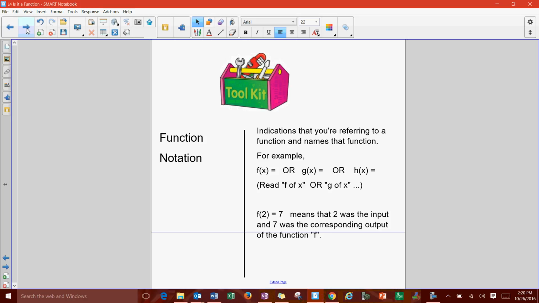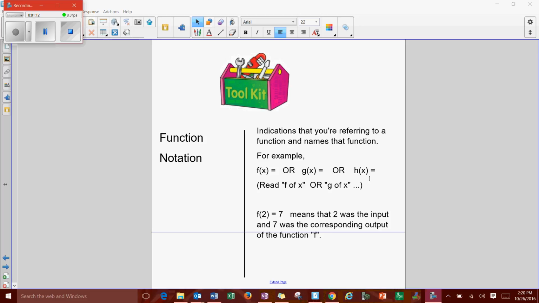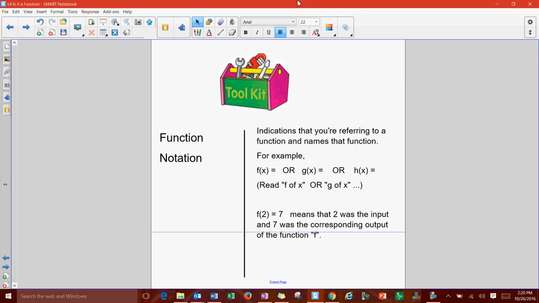First, let's go through a definition. Here's a definition that you need to know. So put this down in your toolkits, okay? So function notation. This you saw a little bit in the homework last night. Function notation indicates that you are referring to a function and names that function. So for example, this is function notation: f of x equals, or g of x equals, or h of x equals.